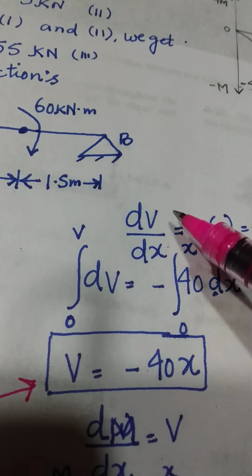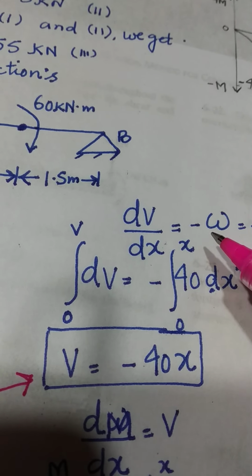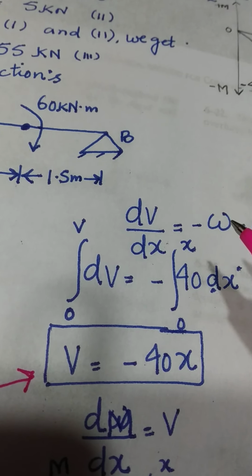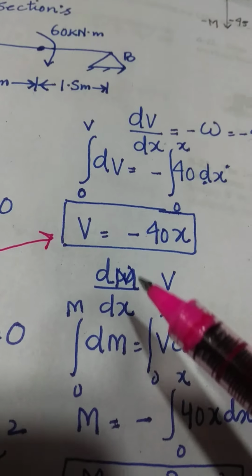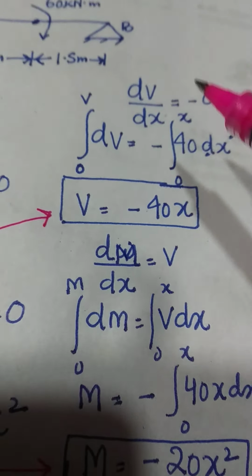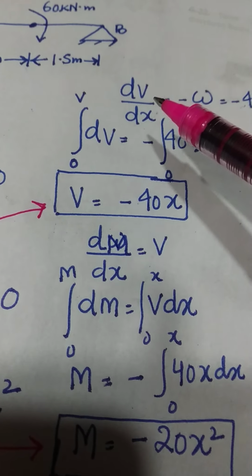We know dV by dx is equal to minus W, that is, the gradient of the shear force in a beam is equal to the negative of the intensity of the load acting on the beam. And we know dM by dx is equal to V. This formula and this formula we have already derived in the previous lectures.